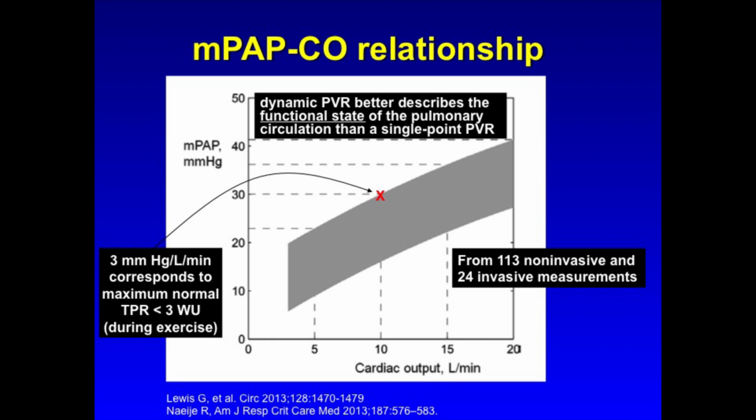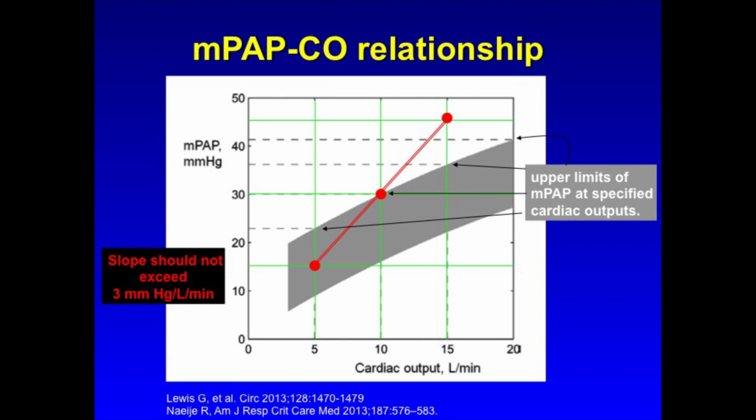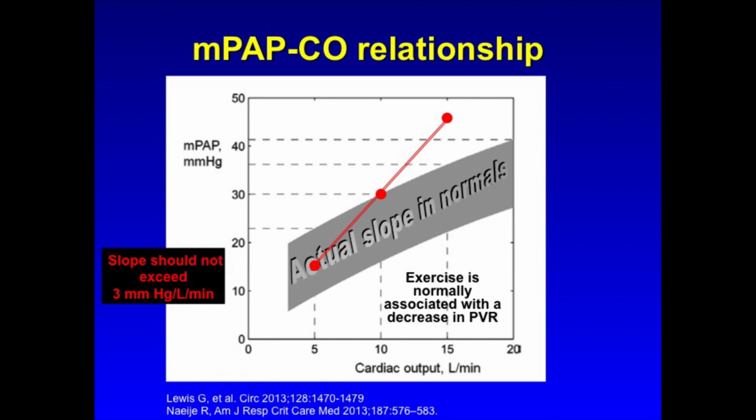So for every increase of 1 liter, you should see a maximum of 3 millimeters of mercury rise. In fact, that's the upper limit. The slope should not increase more than 3. And I drew this in; this is actually 3 and 3 and 3. So this was drawn in as a physiologic range.